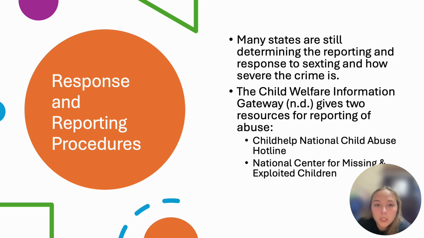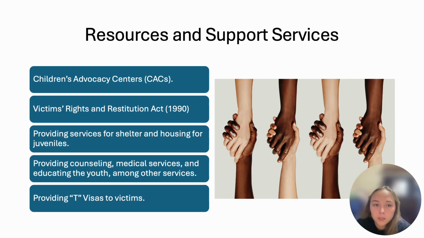Response and reporting procedures. Many states are still determining whether sexting is going to be a serious crime or not as serious, but it is still pornography. And then the Child Welfare Information Gateway gives two resources for reporting abuse. One is the Childhelp National Child Abuse Hotline, and the other one is the National Center for Missing and Exploited Children.